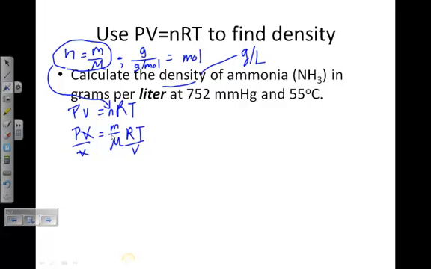However, I just want m and V in this problem, so I'm going to get rid of M by multiplying by M. This is the molar mass. I'm going to get rid of RT by dividing by RT, and remember, what you do to one side you have to do to the other, so I'm going to put M over RT on the left as well. So now this drops out, this cancels to 1, and you have m over V, which is density.